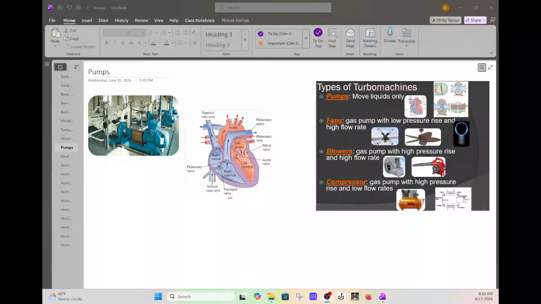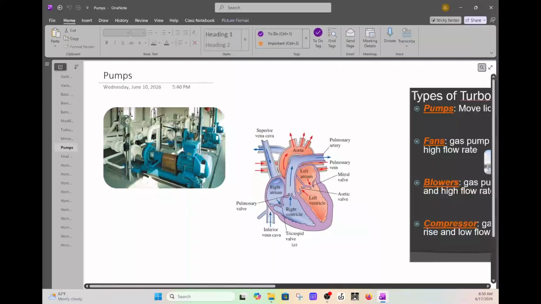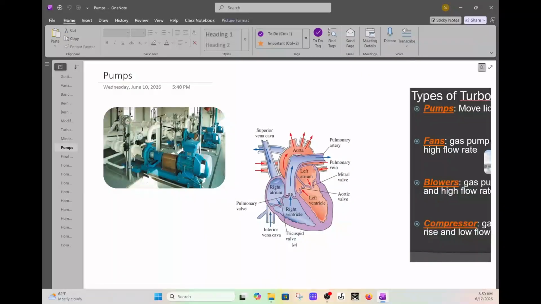Today what we're going to talk about is turbo machines. In particular, we're going to really focus on pumps and provide an equation for your shaft power going into the pump. Okay, so if we look over here, there are a lot of companies that need pumps, small pumps, big pumps, and they move liquids. Your heart is also a pump. It's providing a liquid.